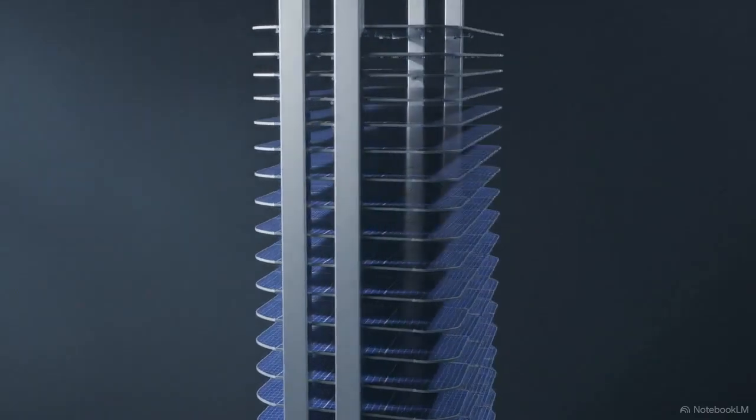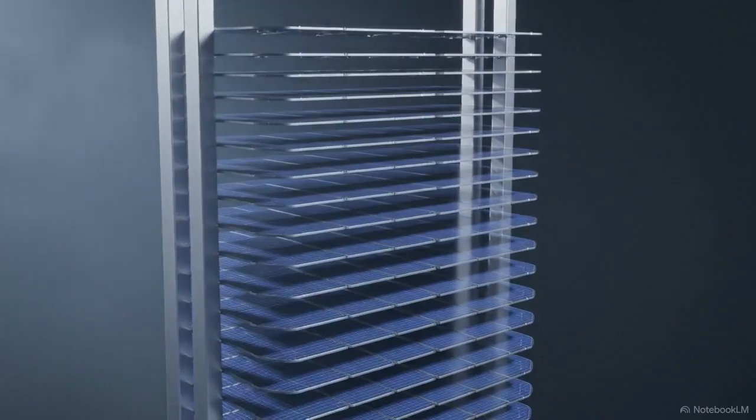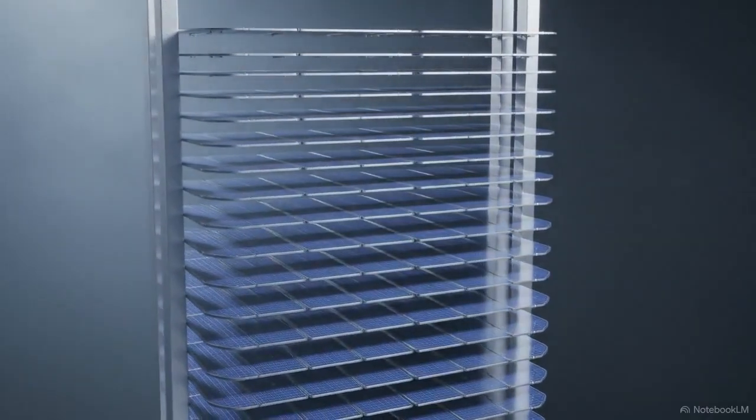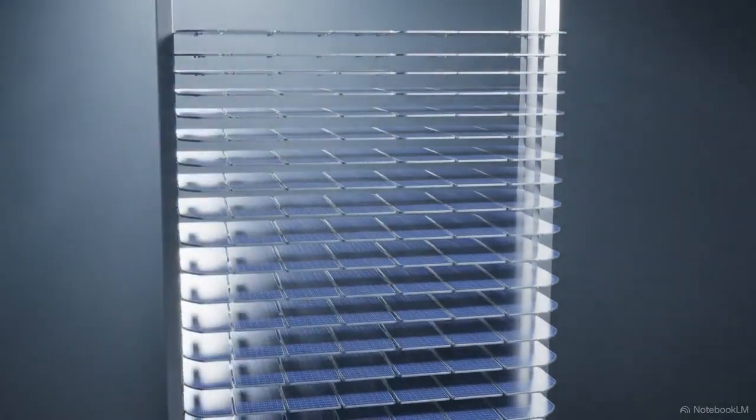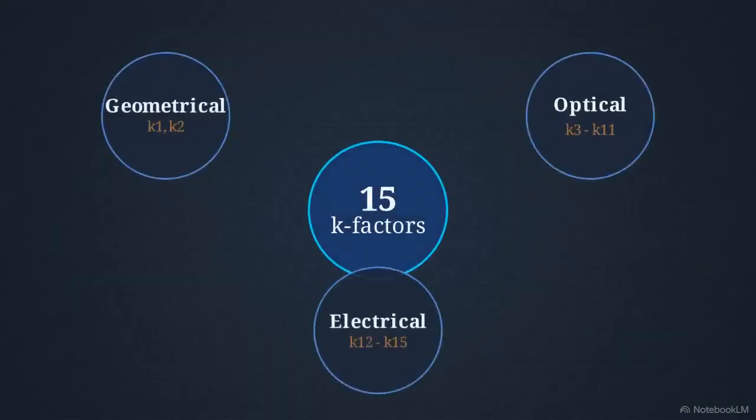In photovoltaic manufacturing, a physical constraint governs production. A finished module's power output is invariably lower than the sum of its constituent cells. This diagram shows a stack of 60 monocrystalline pseudo-square cells, 156 by 156 millimeters, with 5 busbars.